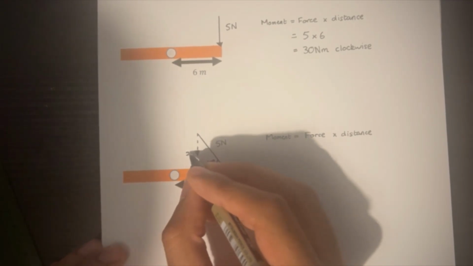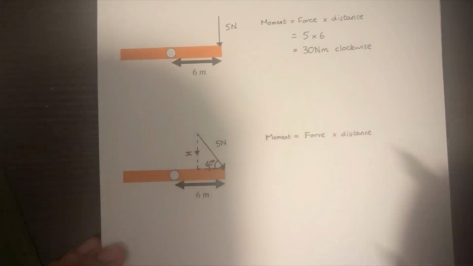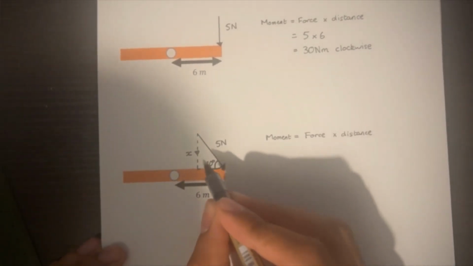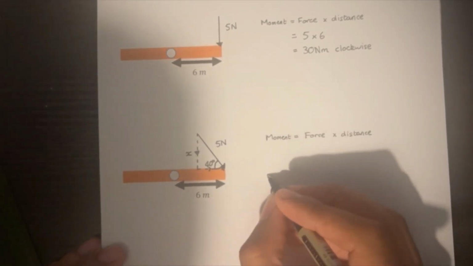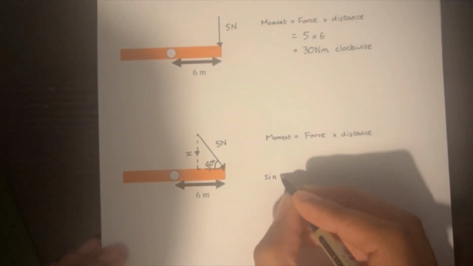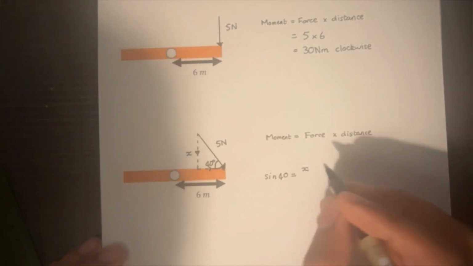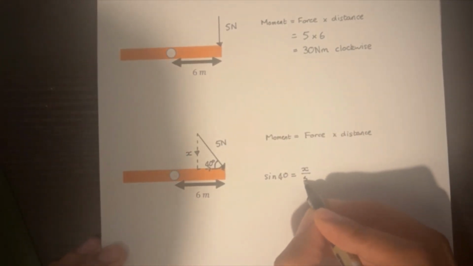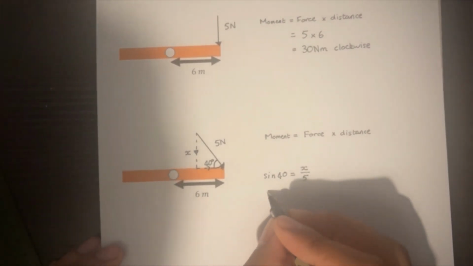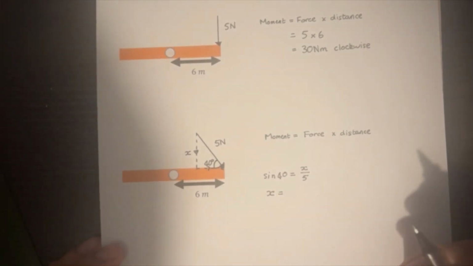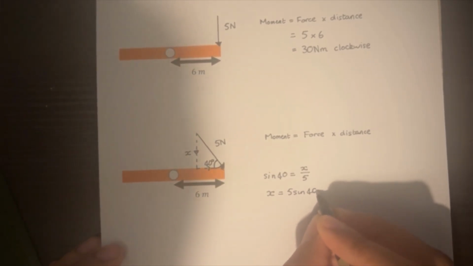The bit that is perpendicular, if I just for the moment call that x, then I can use my right angle trigonometry. I've got x being the opposite side here. So I know that sine 40 is equal to the opposite x over the hypotenuse 5. So sine 40 is equal to x over 5, which means x is equal to 5 sine 40.